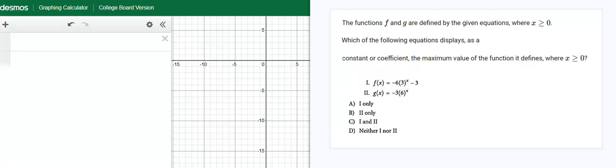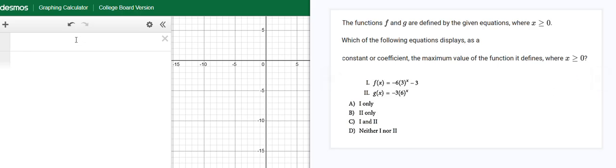Hello guys, here is a question, and this question is asking for a constant or coefficient. It says we have two functions, f of x and g of x, and you see that they're exponential functions, and it is asking which of them has the given constant or coefficient. The maximum value of the function is for x greater than or equal to 0.